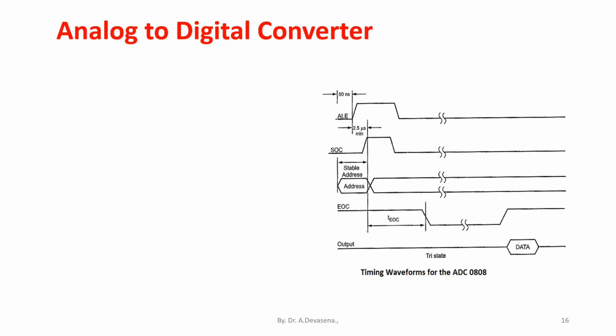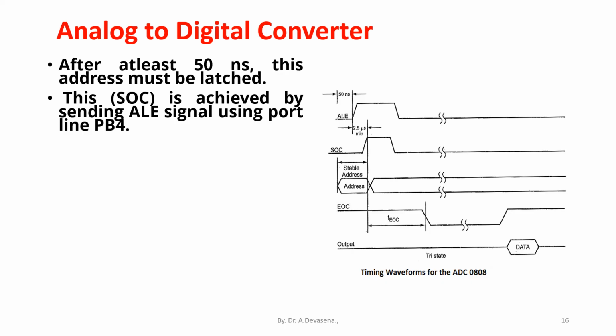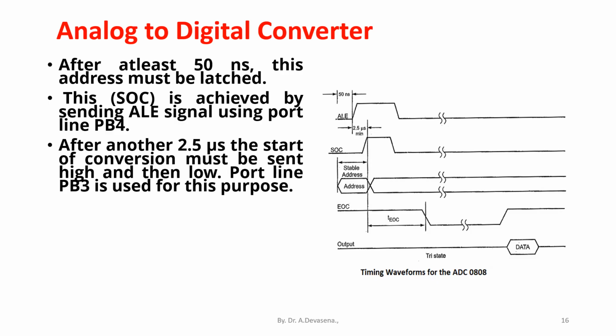After at least 50 nanoseconds, this address must be latched. This is achieved by sending the ALE signal using port B line PB4. After another 2.5 microseconds, the start of conversion must be sent high and then low. Port B line PB3 is used for this purpose.